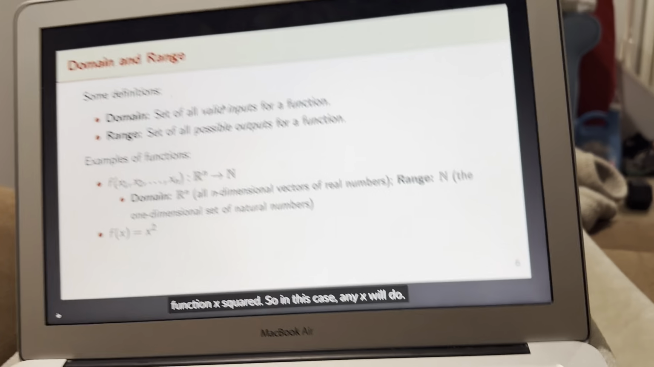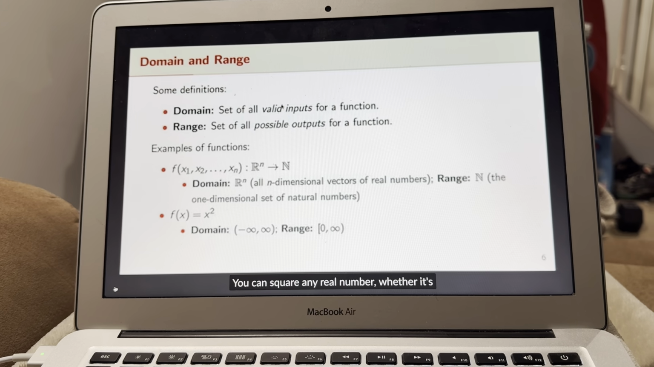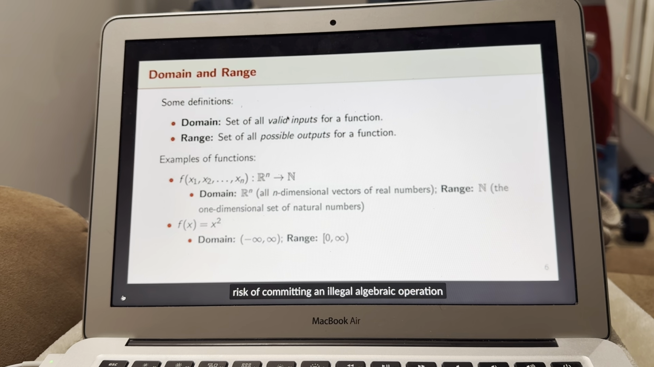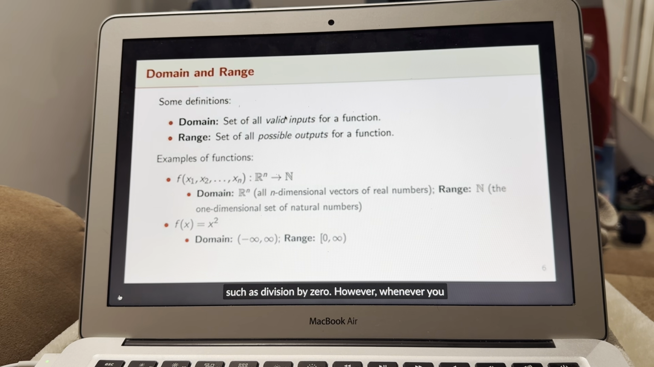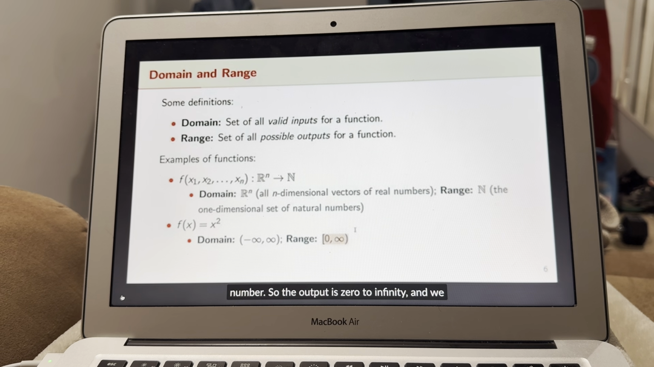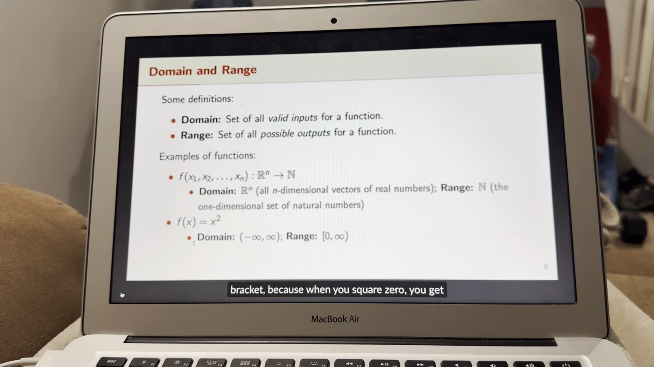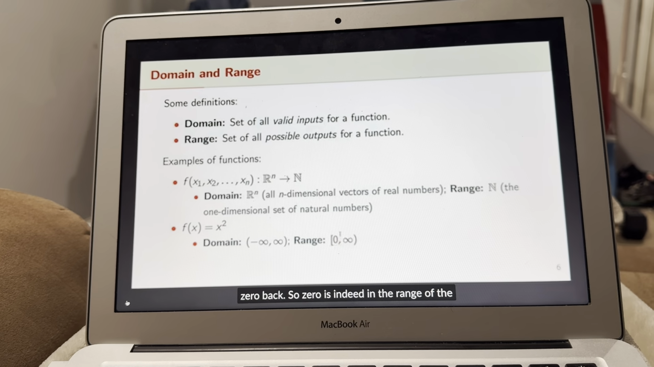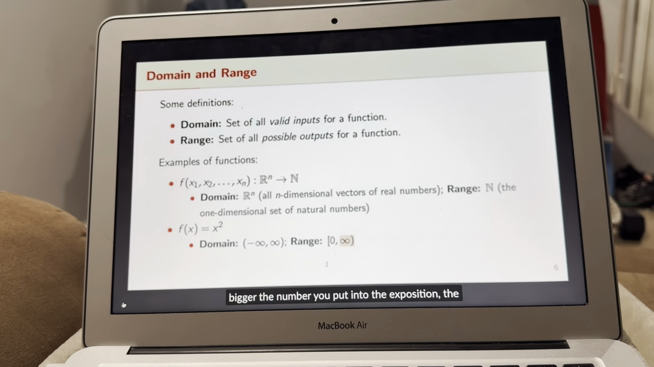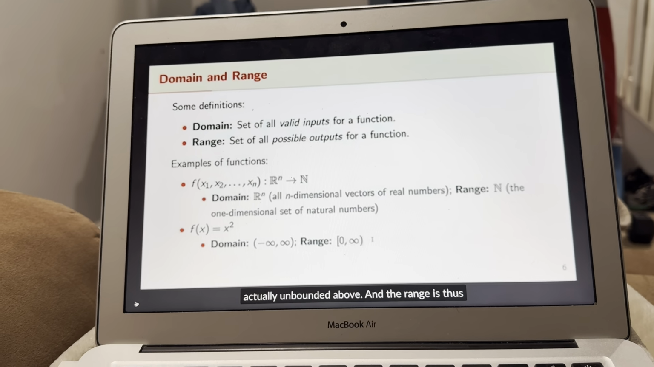Now we consider the function x squared. So in this case, any x will do. You can square any real number, whether it's negative or positive or zero, and you are not at risk of committing an illegal algebraic operation, such as division by zero. However, whenever you square a number, whether it be negative or positive, you're only ever generating a positive number. So the output is 0 to infinity, and we know that it's bounded below by 0 with a closed bracket because when you square 0, you get 0 back. So 0 is indeed in the range of the function. Now, the bigger the number you put into the x position, the larger the output is going to be. And so this is actually unbounded above, and the range is thus 0 to infinity.